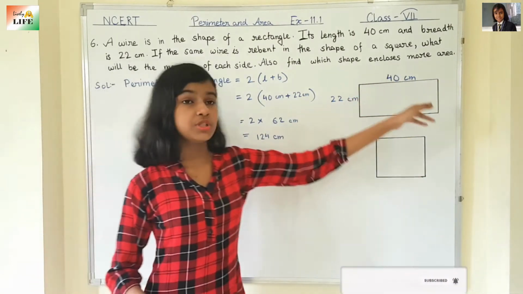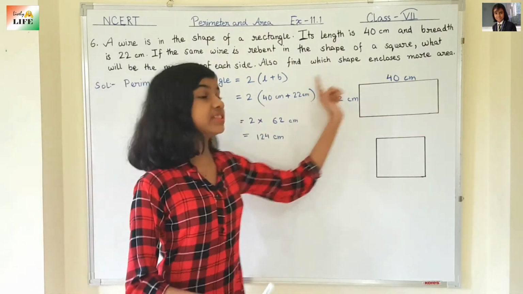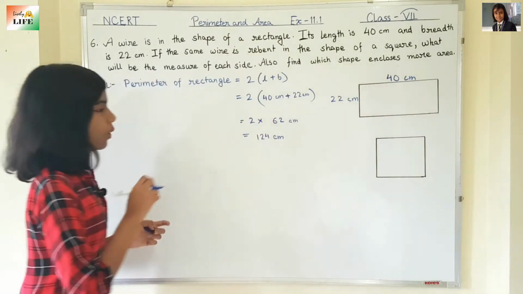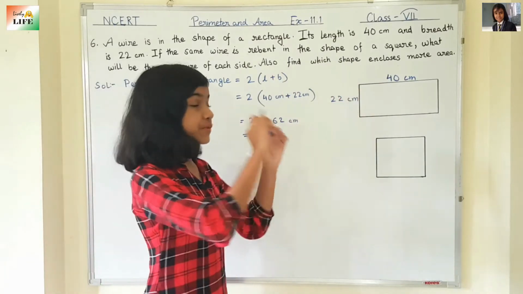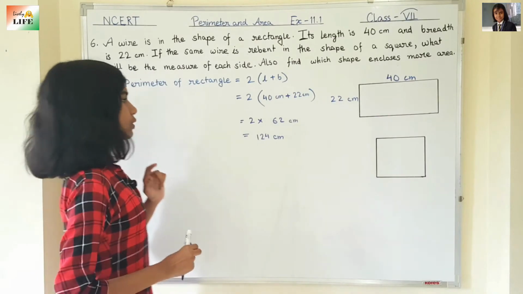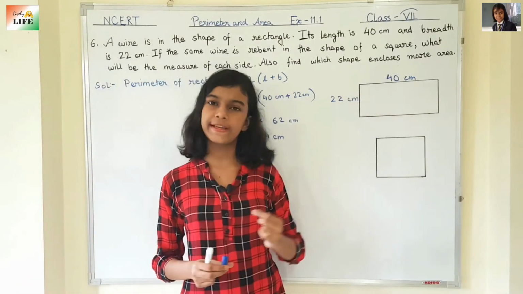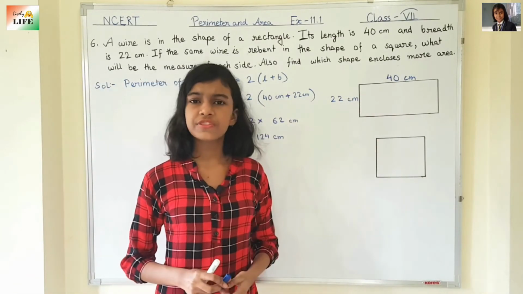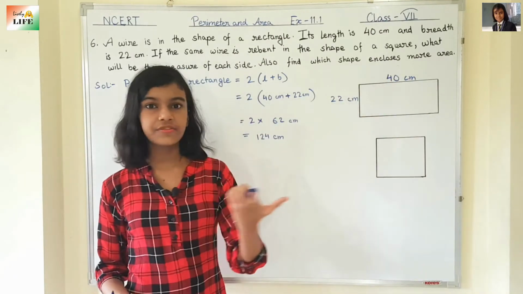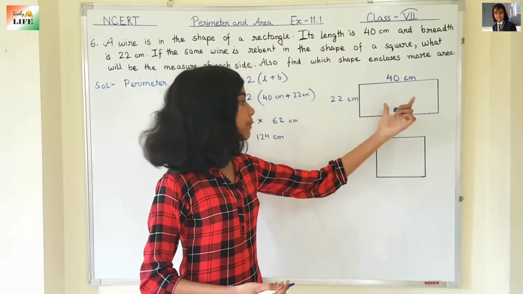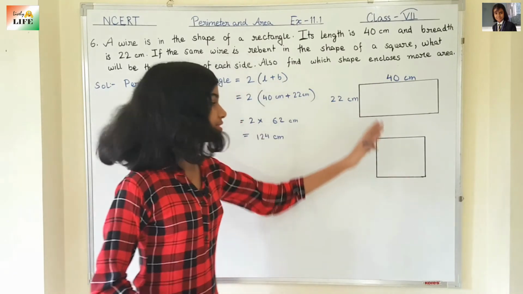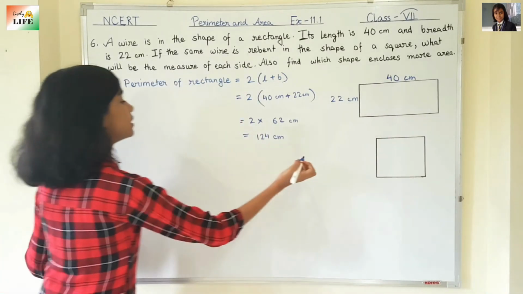If this is the perimeter of the rectangle, then it is also the length of the wire, right? Because the wire is only forming the rectangle. Now see, the same wire is rebent in the shape of a square. So what can we conclude from here? We can conclude that perimeter of a rectangle is equal to perimeter of the square. Why? Because the length of the wire is same in both the shapes, right? The length of the wire is only the perimeter. So the perimeter of rectangle is same as the perimeter of square, right?